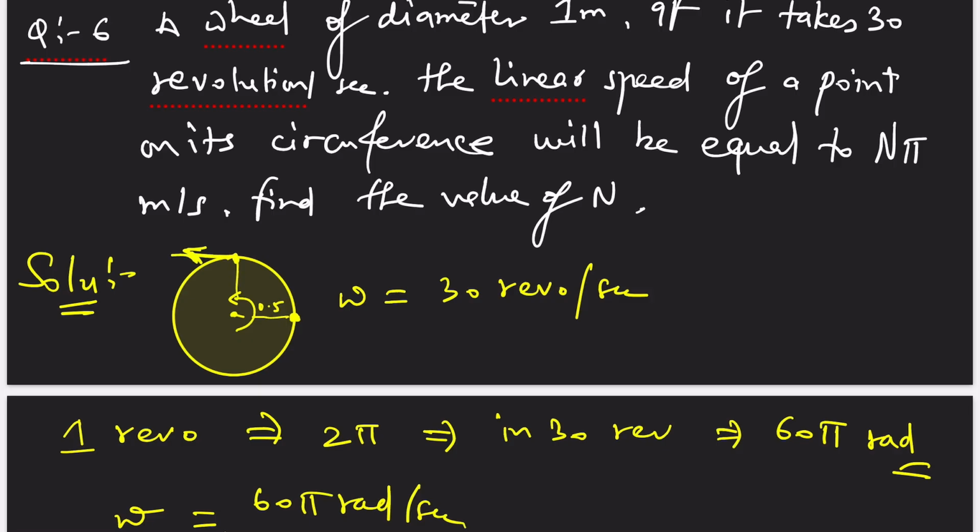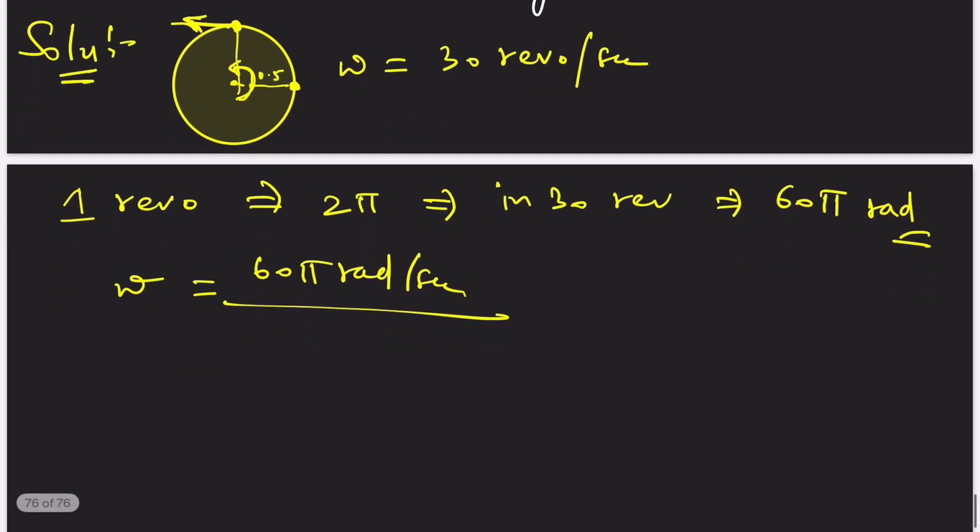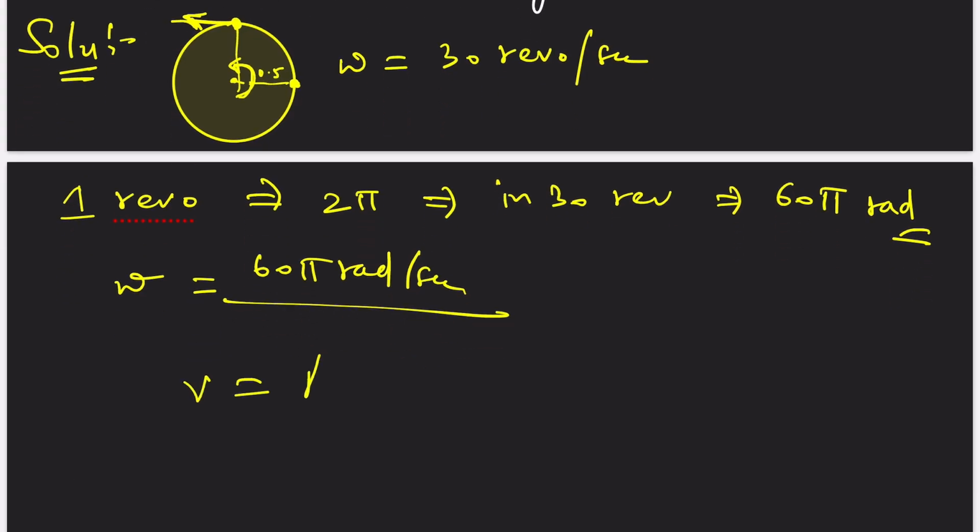So if you see, guys, all the particles are moving with omega only. So we can say, in this case, the particle which is lying on the circumference, its velocity will be v is equal to r omega.